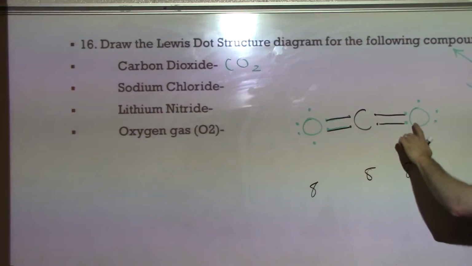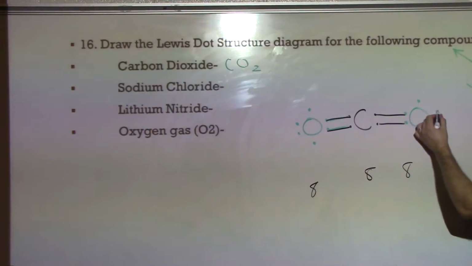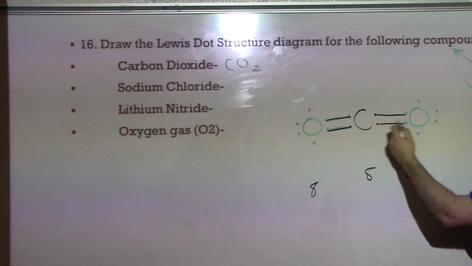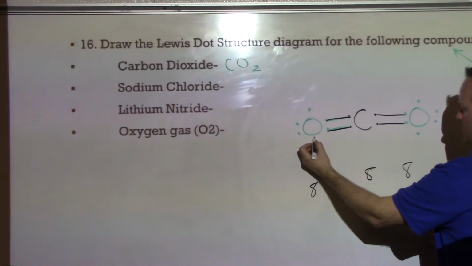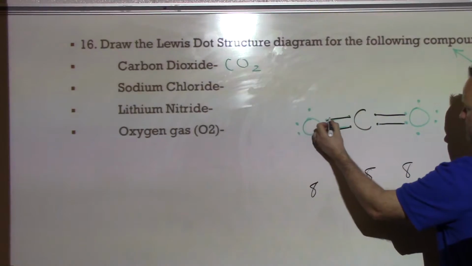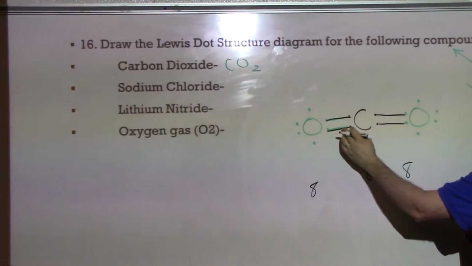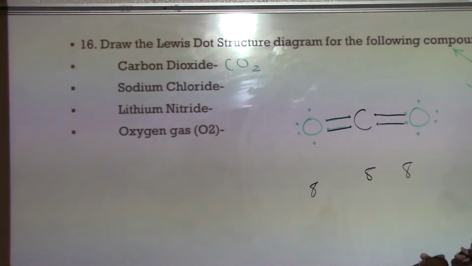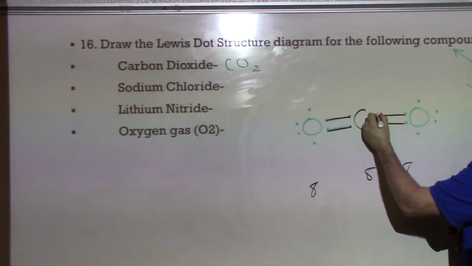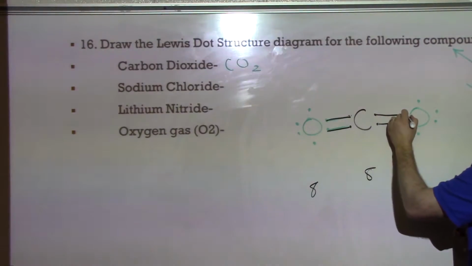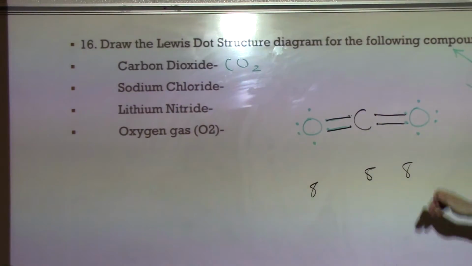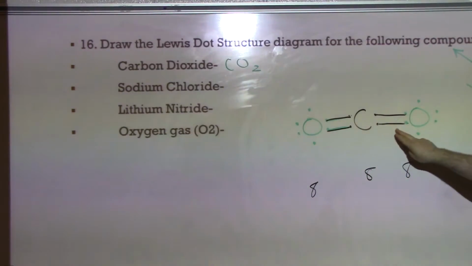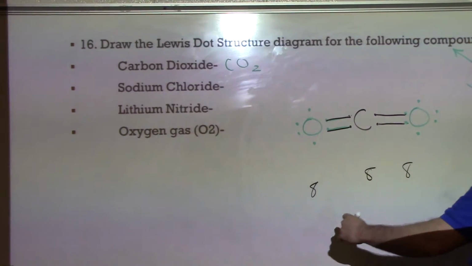So if we look at what we have for oxygen, we have 1, 2, 3, 4, 5, 6, and then we get to count these two, 7, 8, because they're sharing those pairs. Over here, same thing, 1, 2, 3, 4, 5, 6, 7, 8, because they're sharing those pairs. And if you look, carbon now has 8 also, because it has 1, 2, 3, 4, 5, 6, 7, 8. That is our Lewis dot diagram for carbon dioxide. You see a double bond on this side and that side for that covalent compound.